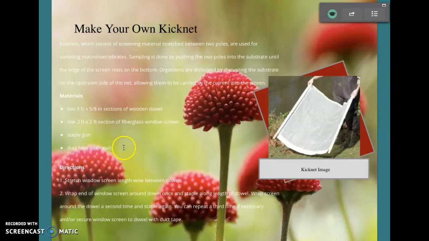These are the instructions to make a kick net. This is what a kick net looks like here. You don't necessarily need these things to the letter, but basically what you're trying to create is a net-type substrate. So whatever you've got at home that is similar to a net, just wrap it around some sticks or a dowel and you are good to go.